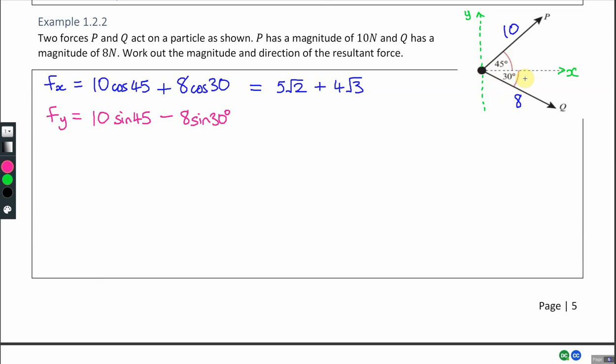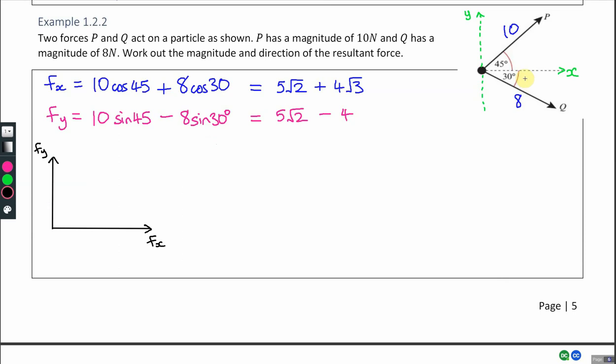Other things that would be correct, instead of sine 45, if you wrote cos 45, that is also correct. They are the same. Instead of sine 30, you might have written cos 60. Again, that is also correct. They are the same. In the horizontal component, if you'd used sine 60 instead of cos 30, that would have been also correct. So let's simplify this. 10 sine 45 is 5 root 2. Sine 30 is a half. So this is 5 root 2, take away 4. So those are the horizontal and vertical components of the resultant.